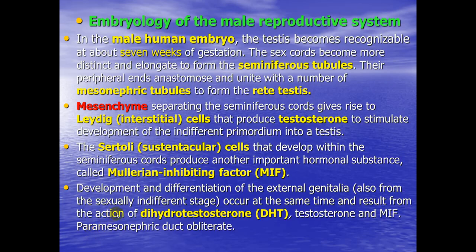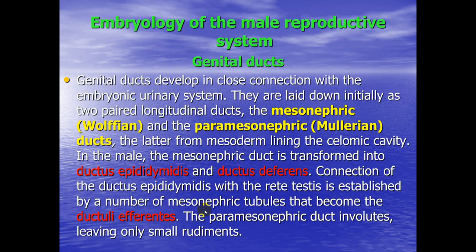Very interesting that the paramesonephric duct obliterates, but the mesonephric duct, which gets the name Wolffian duct, undergoes further development under the influence of dihydrotestosterone and Mullerian inhibiting factor.